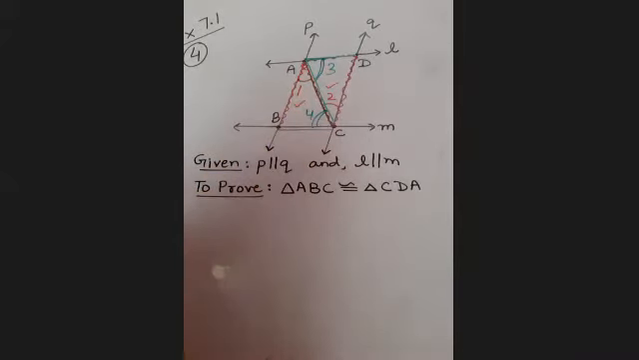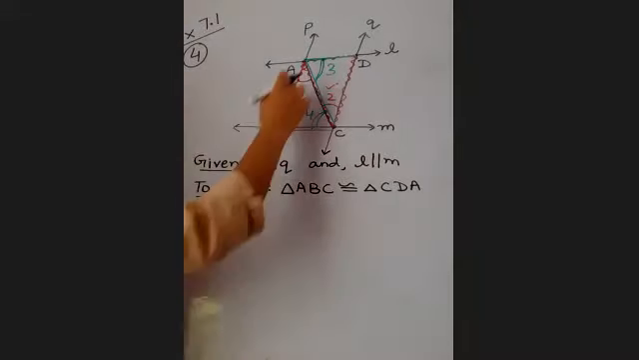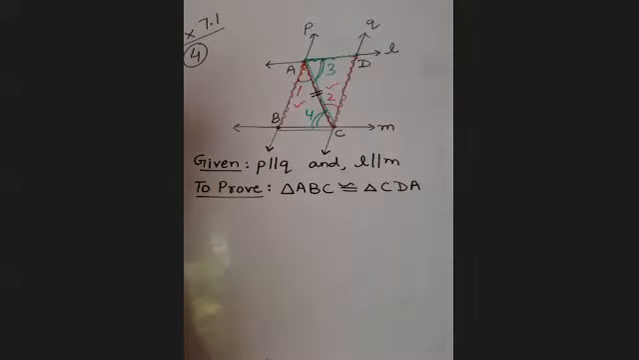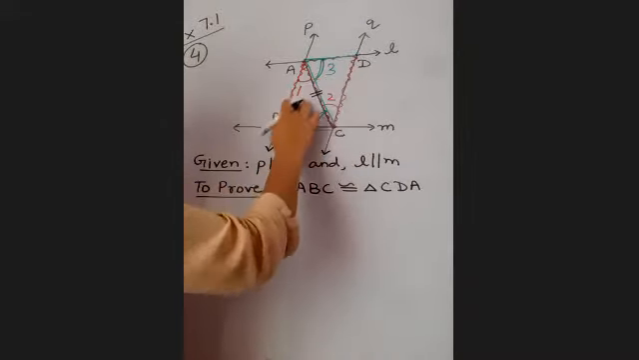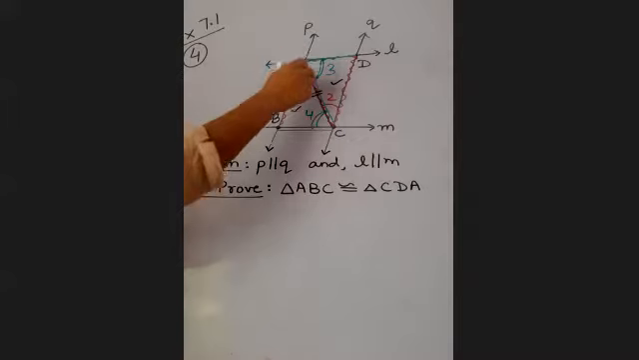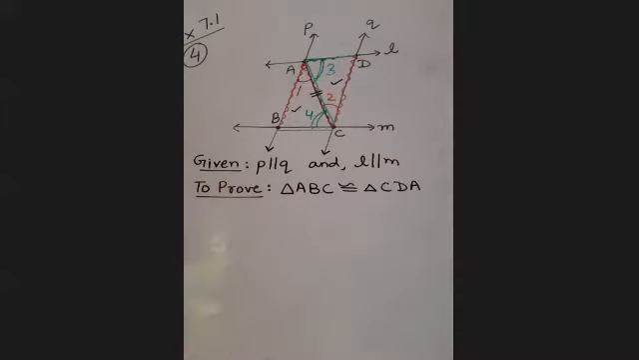Anything else? Do we have this side as common side? Yes, ma'am. So in these two triangles, 1 equal to 2, 3 equal 4, and AC is common. Ma'am, ASA. Angle side angle criteria. Yes. Angle side angle, two triangles are congruent.